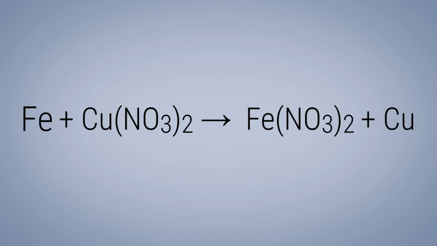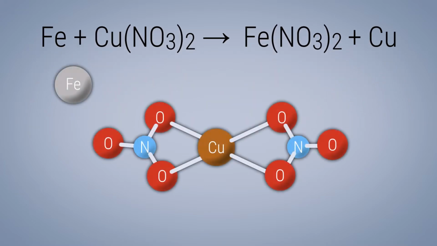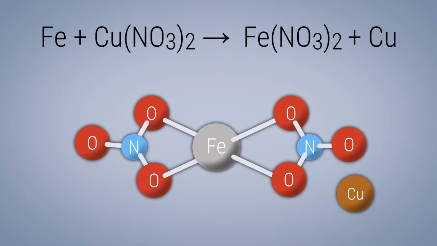Single replacement. Next up, we have iron plus copper 2 nitrate in our reactants, and in our product, iron 2 nitrate plus copper. If you notice from our reactants, we have replaced copper in the compound with the element iron to form a new compound in the products.